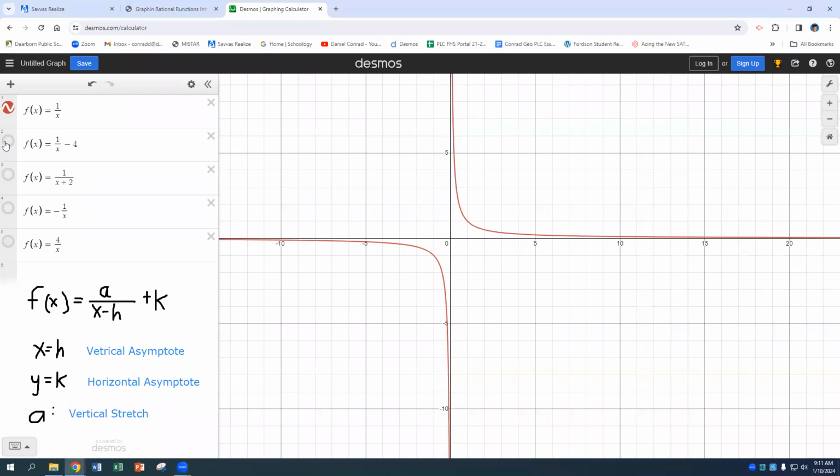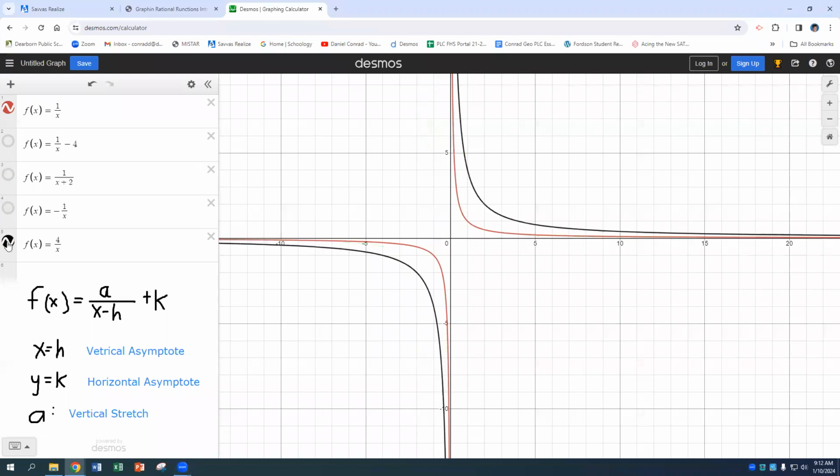Okay, let's look. Instead of shifting down 4, if we put x plus 2, we notice that our graph gets shifted 2 to the left. So now instead of our vertical asymptote being the y-axis, our vertical asymptote is the vertical line x equals -2. Okay.